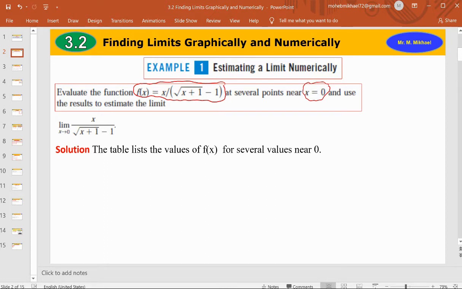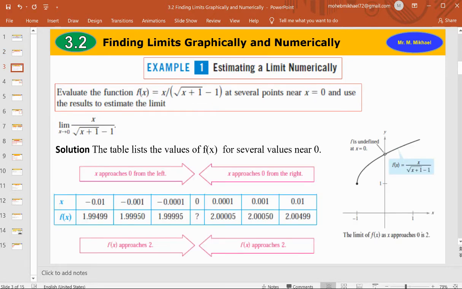So guys, our job is to estimate the limit of this function when x approaches 0 numerically. In order to find the numerical solution of this limit, we need to create a table of values. We need to approach the value x equals 0 one time from the left and another time from the right. Look at this table. Here is the table. I place the value 0 in the middle. This is a regular table of values for x and f of x, and I put x equals 0 in the middle of the table.